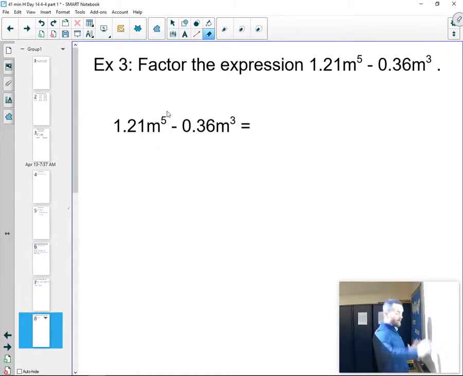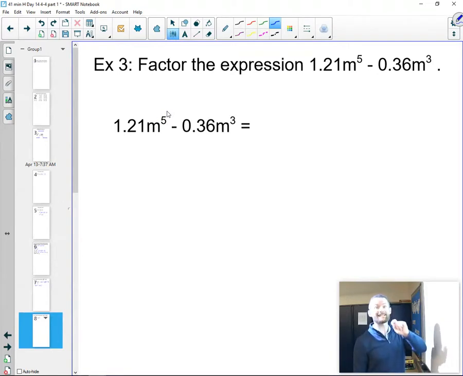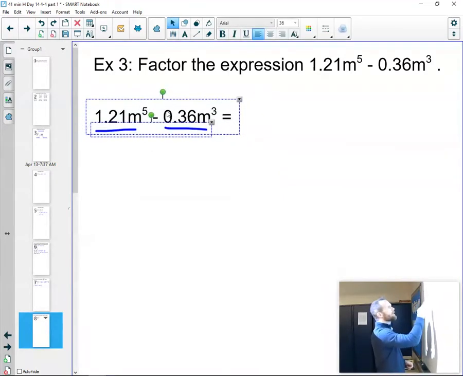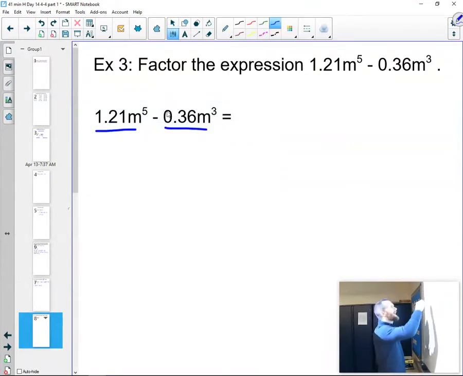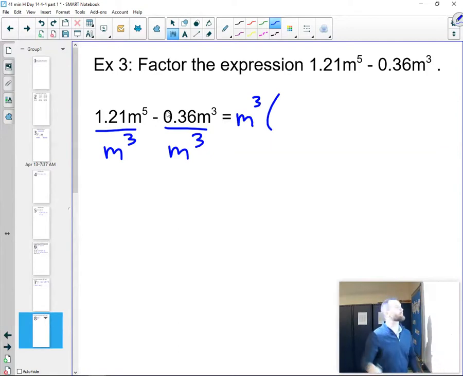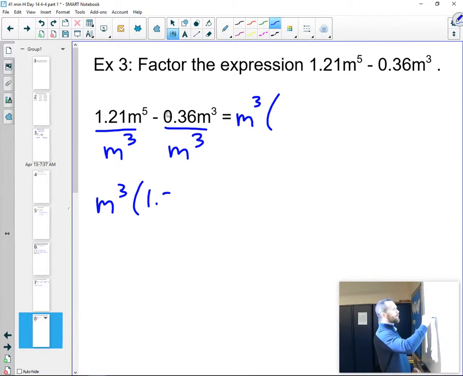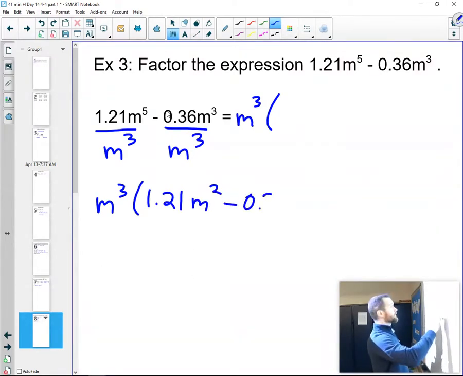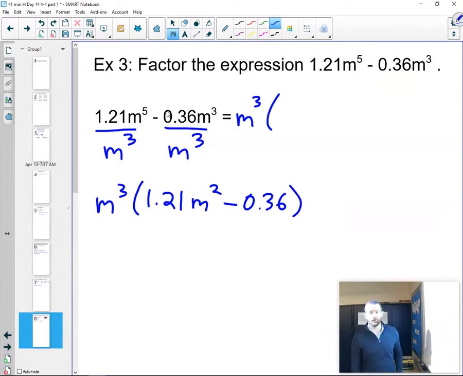Remember, whenever it says factor, the first thing you should look for is a GCF, and these two terms have something in common. We can divide, let me slide this over so I have a little bit more space for my answer, we can divide both of these by an m to the third power. So when m to the third power goes in front, it's going to be m cubed times something. Let's show the rest of our work down here. So m cubed times 1.21 m squared minus 0.36. Yeah, because the m cubeds just cancel out there, so we just get 0.36.